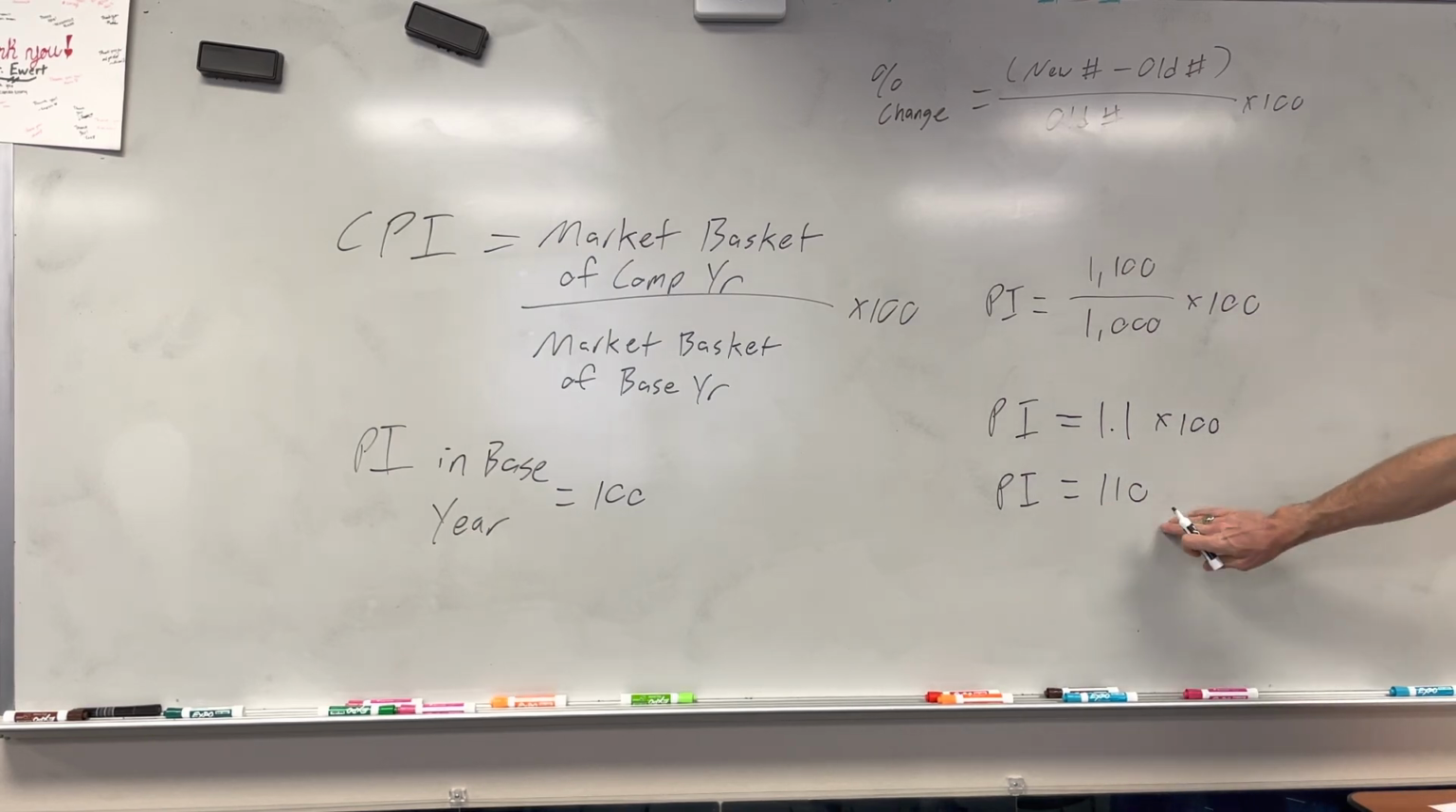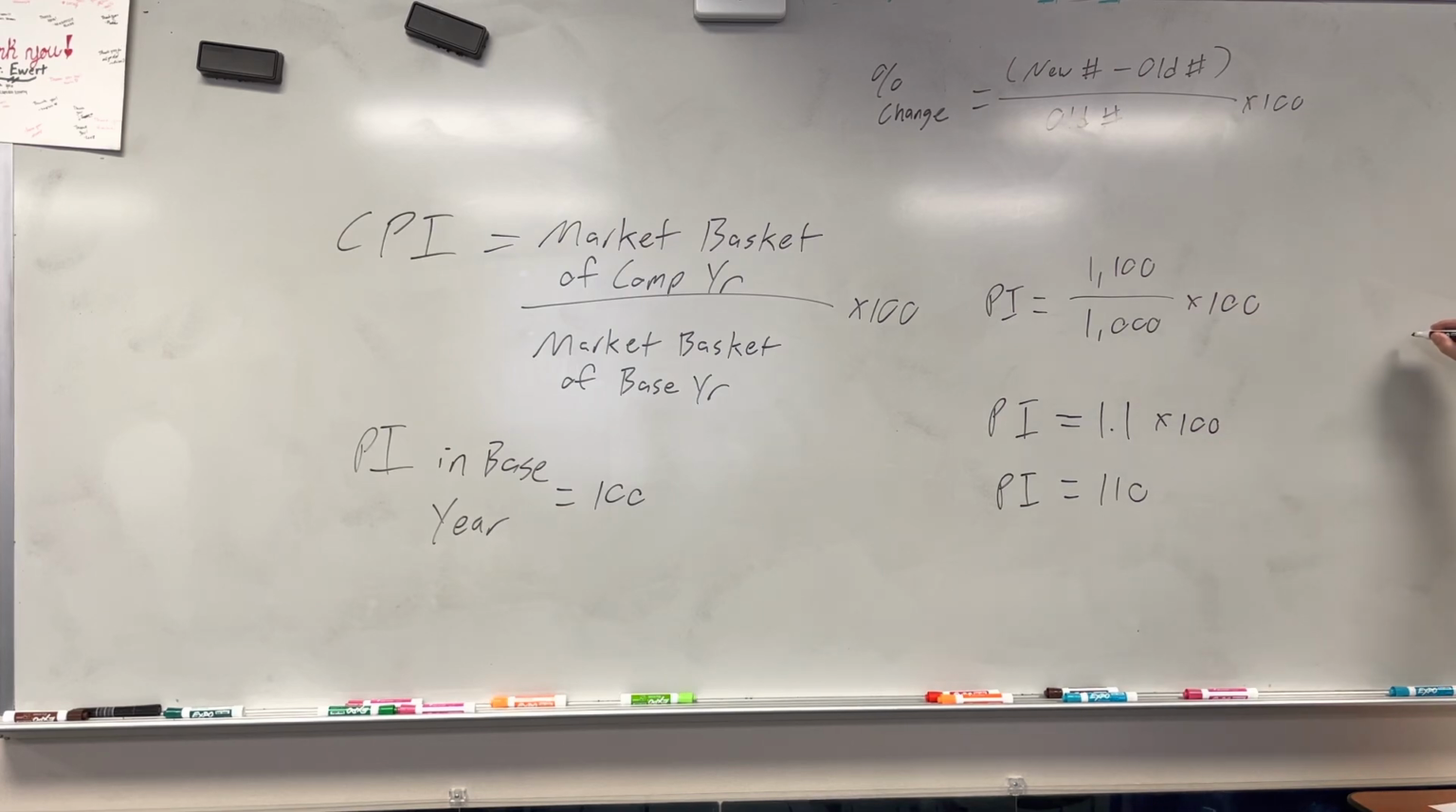So in this case, the price index is 110. That's the new number. The old number was 100. Divided by the old number of 100, times 100. So you get 10 divided by 100. Right. You get 0.1 times 100, which gives you 10%. So the inflation rate from 2015 to 2016 was 10%.